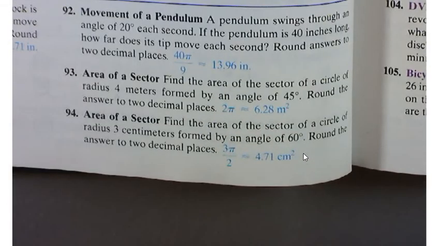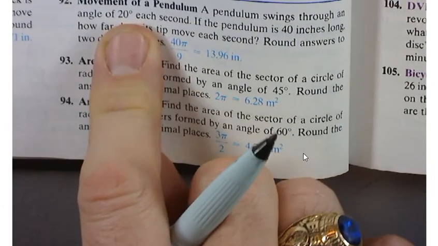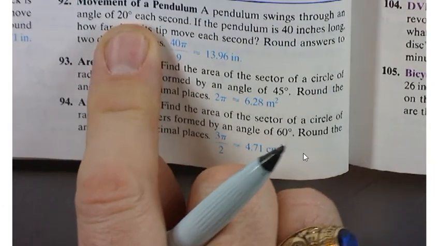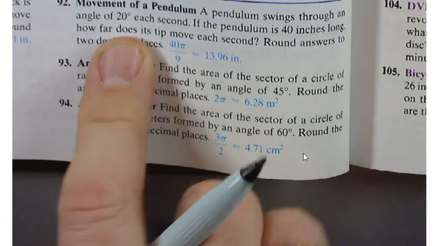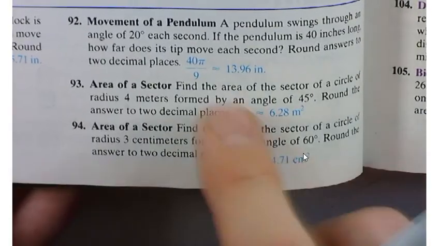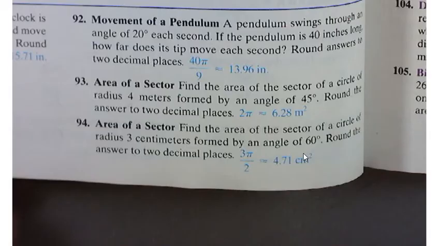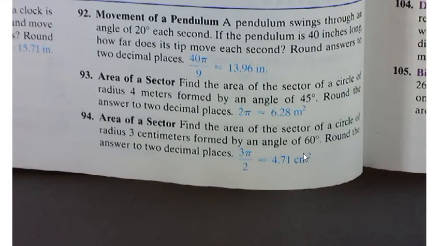Problem number 92. A pendulum swings through an angle of 20 degrees each second. If the pendulum is 40 inches long, how far does the tip move each second? So let's see what we've got, see what we know, and figure out what we don't know. What we're trying to figure out is the velocity of the tip. How fast is that moving? So that's going to be the right-hand side of this equation.